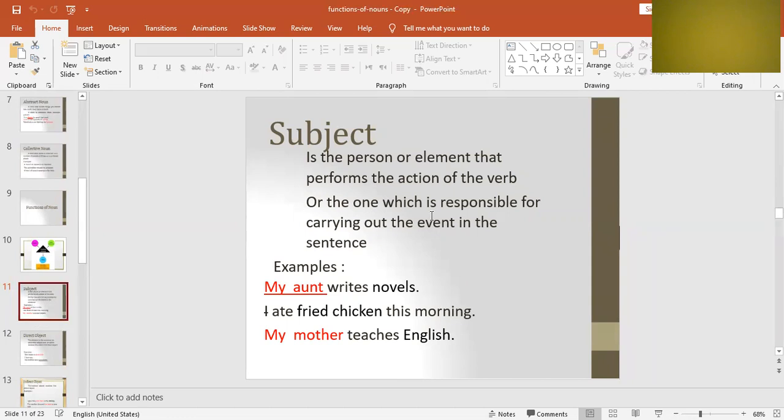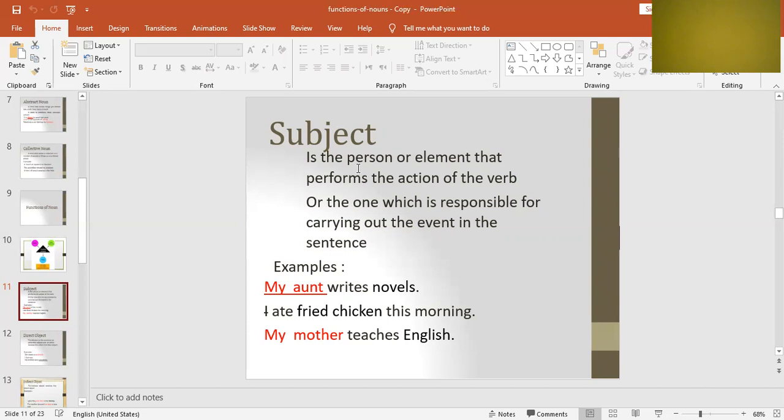Now, as a subject, a subject of a sentence. Now, we must say the functions of nouns in a sentence. What is the function of a noun in a sentence? Okay, if you say, a boy is playing in the garden, a boy is a noun. The garden is a noun.